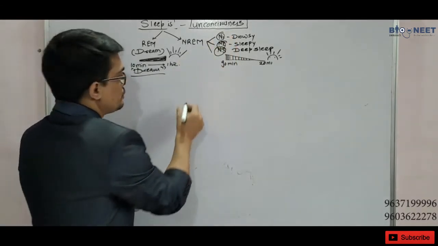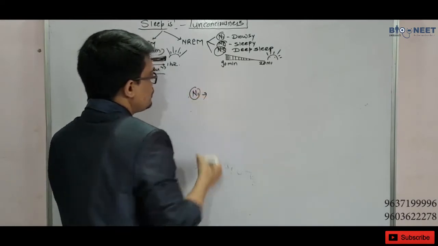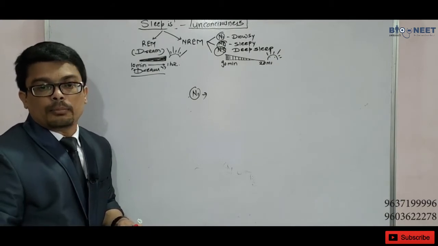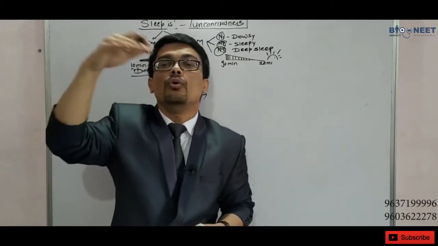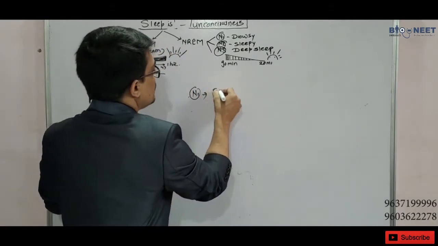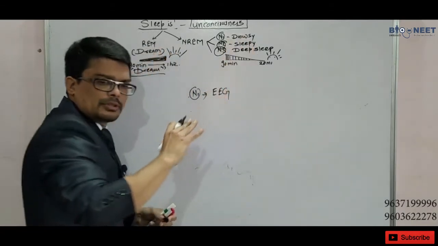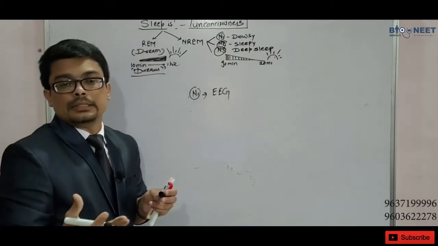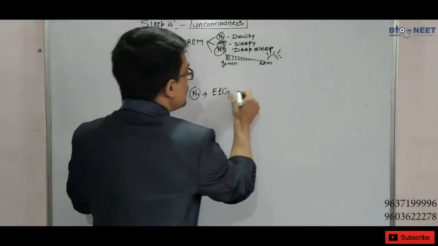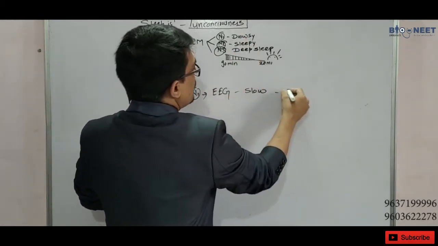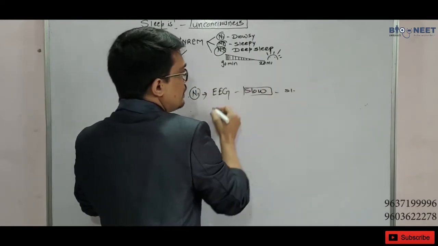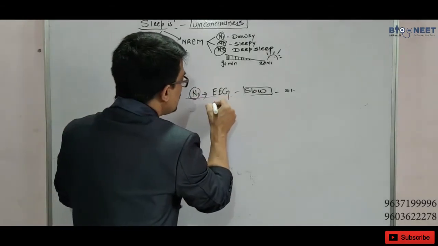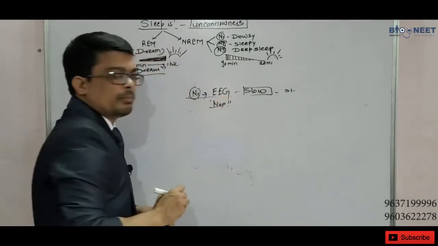So in N1, the waves which we record on the electroencephalogram, the brain waves, are low on EEG. If you see the EEG, that is drowsy. Whatever waves you are seeing on the electroencephalogram, or EEG, they are slow. In N1, you already know there is slow eye movement also, and the EEG waves are slow. N1 is like a nap.